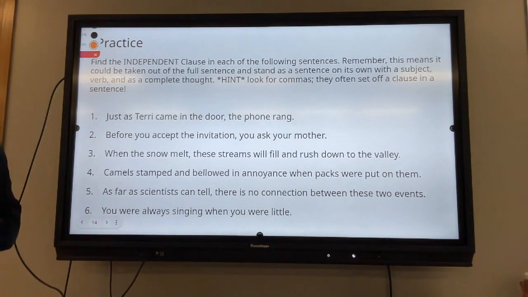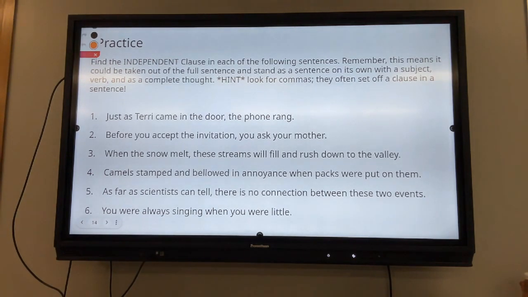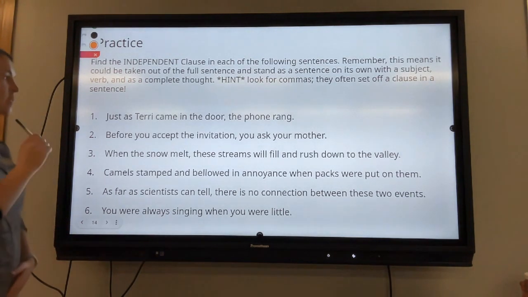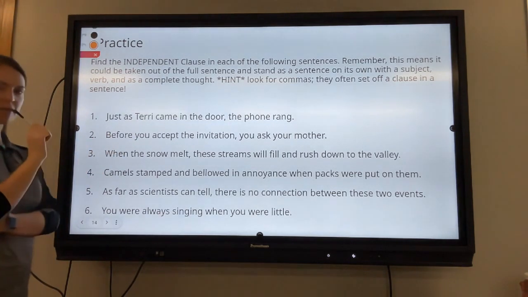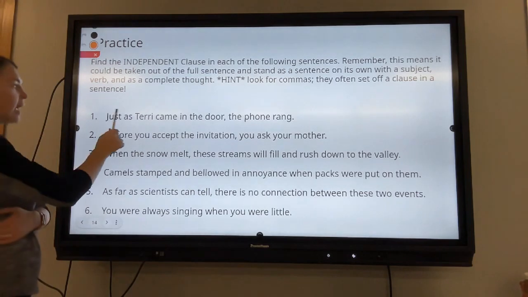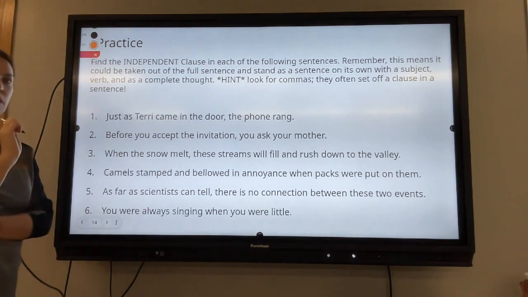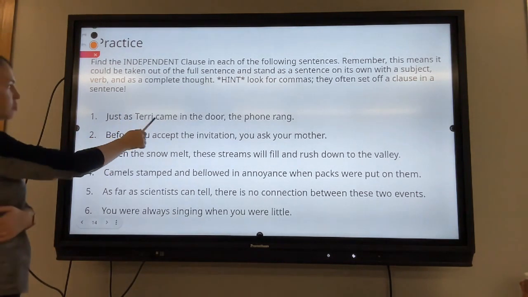What I'm looking for within this larger sentence is an independent clause, a subject and verb that I could lift out. Let's start from the beginning of the sentence. Let me find my first subject. I see the word Terry as a person. That could be a subject. And I see the verb came. Okay, so I have a subject and a verb.